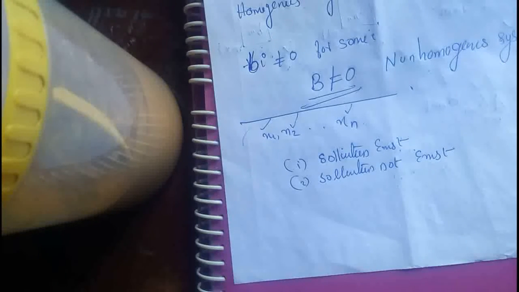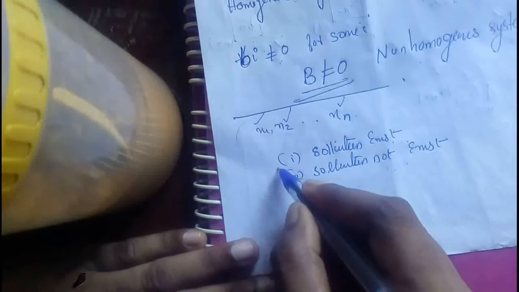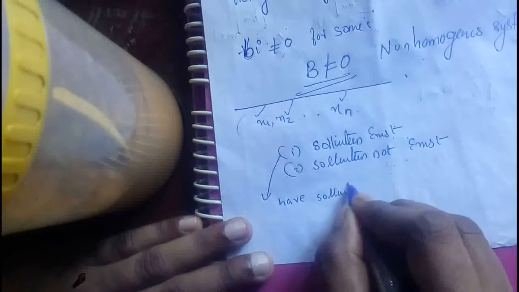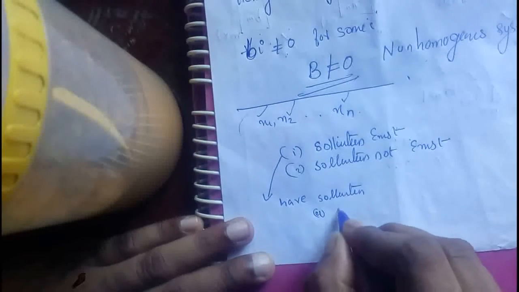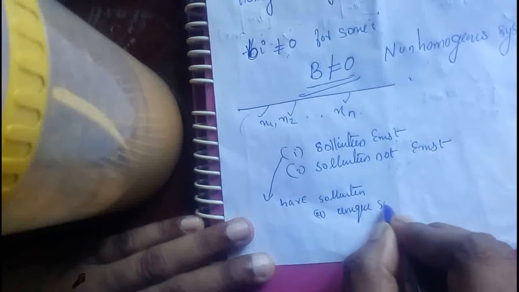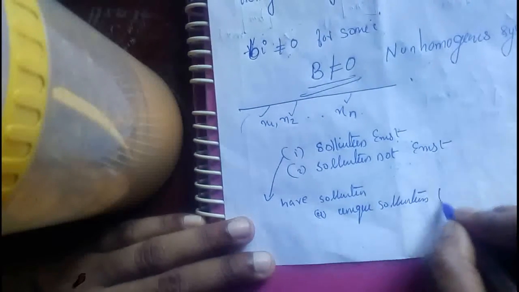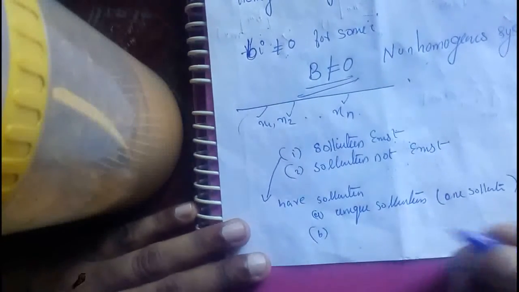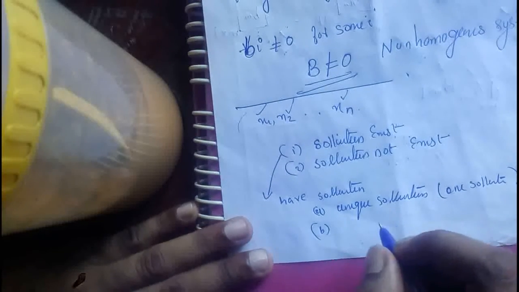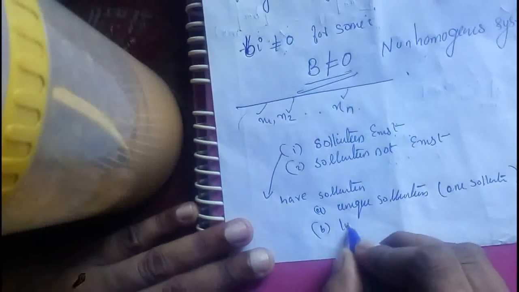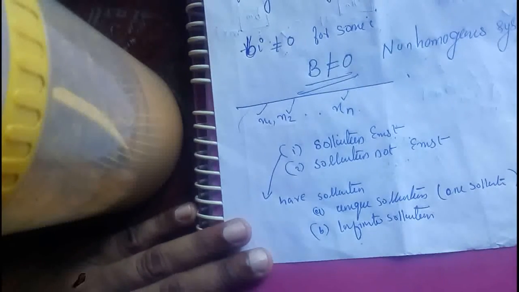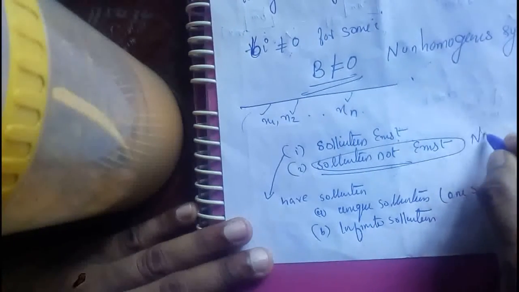That solution can be unique or there can be more than one solution. Solution unique means one solution. More than one solution means infinitely many solutions. Solution not exist means no solution.